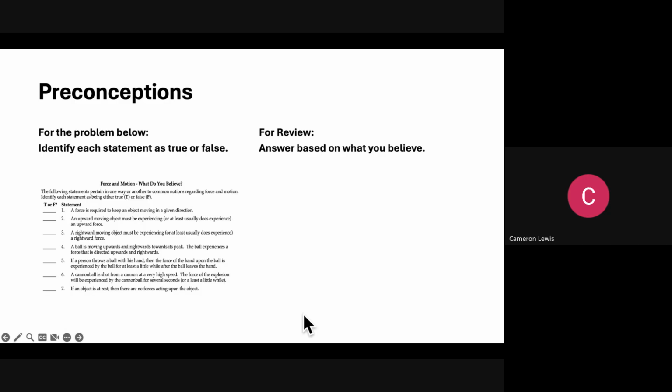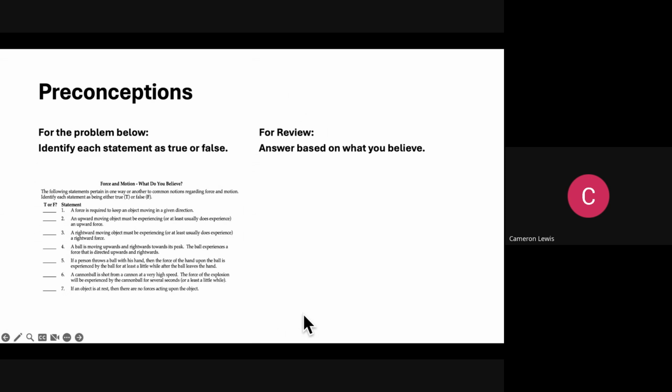So now, this is the time where I'm not looking for the right answer. I'm actually looking for your input of how you believe, right? Now, let's do this as a group online as well, to where we come to a consensus of what we believe as a class. So for each statement, we want to identify it as true or false. And for the review, basically, just answer based on what you believe. And so I do want a little bit of a debate.